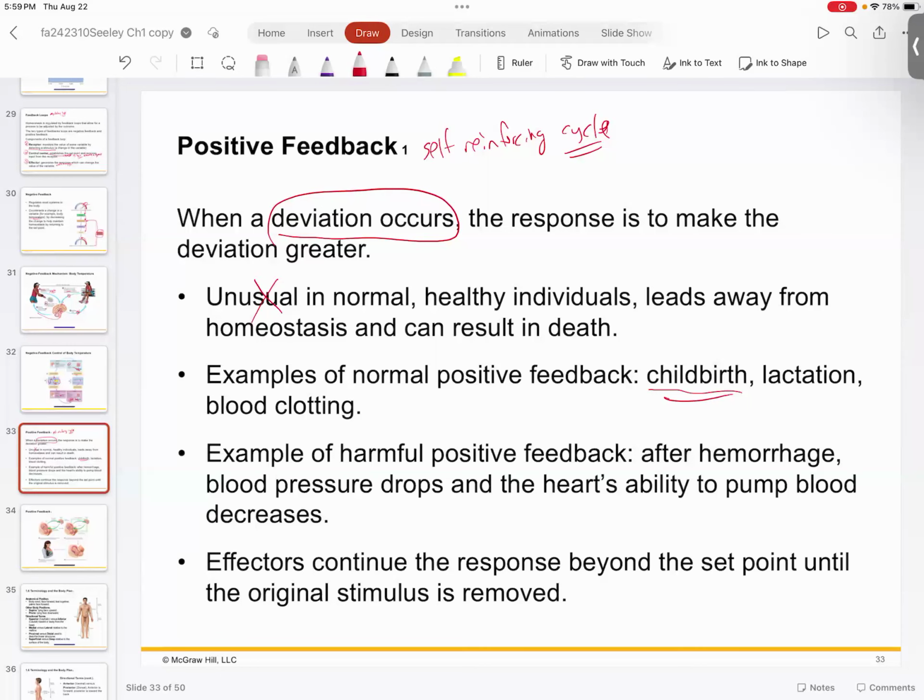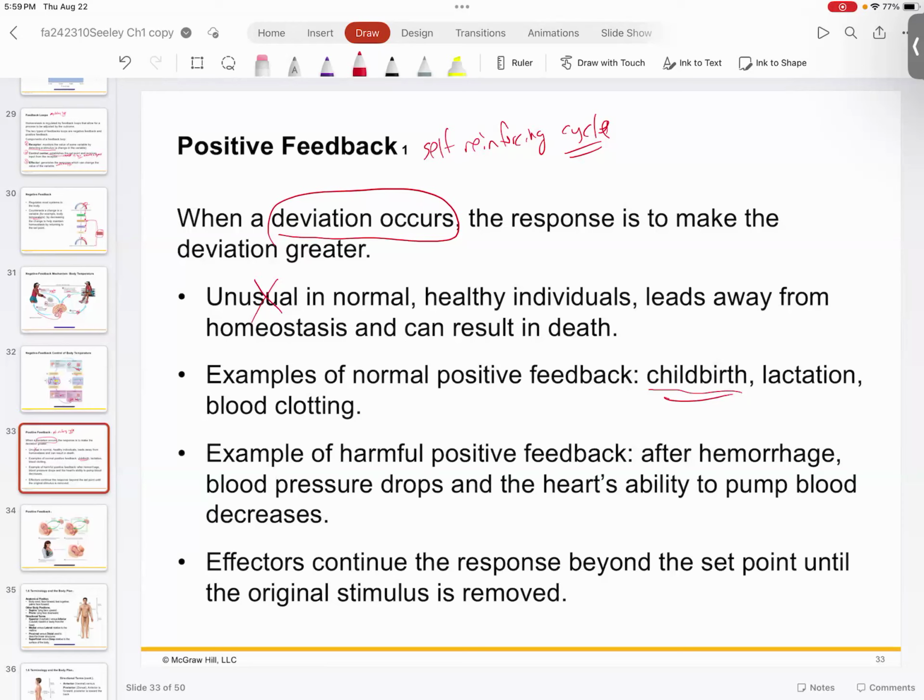And then ultimately, once the child is born, it breaks that cycle. Lactation is also a similar sort of feedback loop. So is blood clotting. It's also a feedback loop. And blood clotting is a really good example of why you have positive feedback loops.